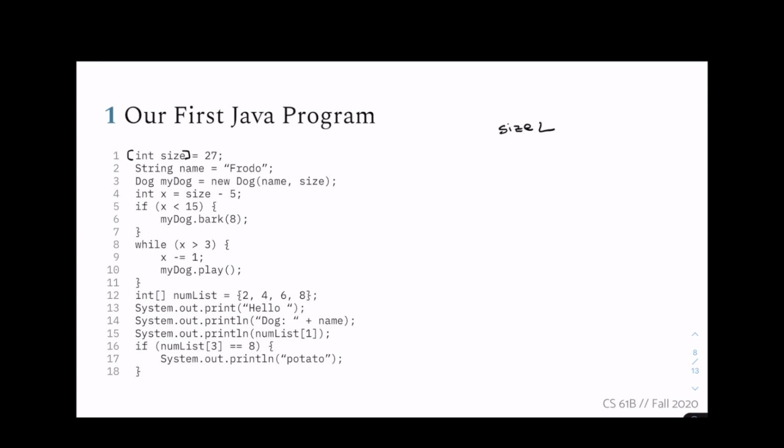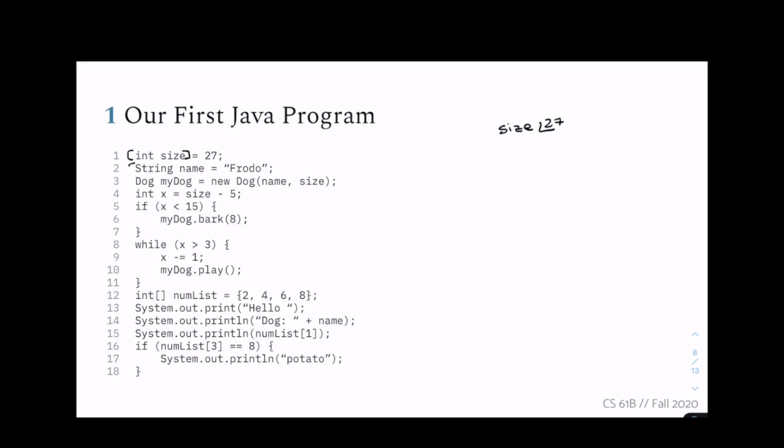Unlike Python, if you've taken 61A, Java is not as flexible with its types. Each variable, once you've declared it, you cannot put anything in it that isn't of the right type. So in this case, you have integers and you cannot put, for instance, a word in here. It'll cause a compiler error. So we have size, and here we're putting in 27.